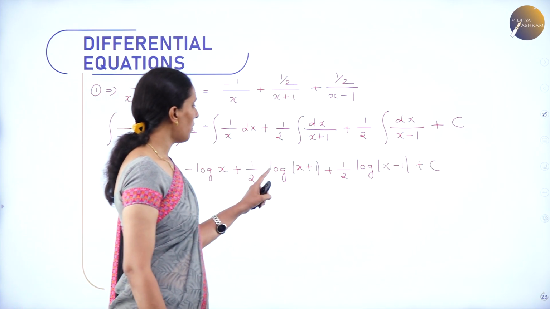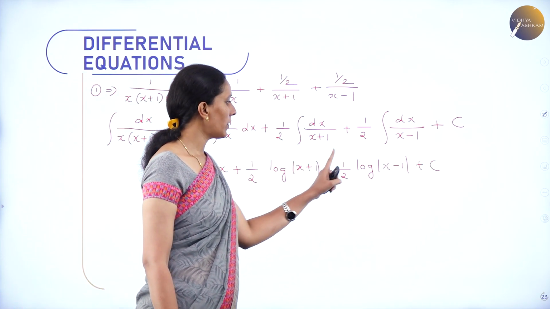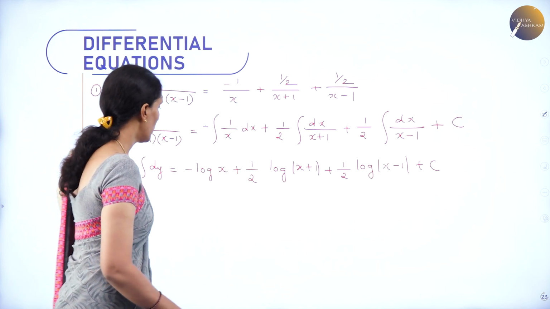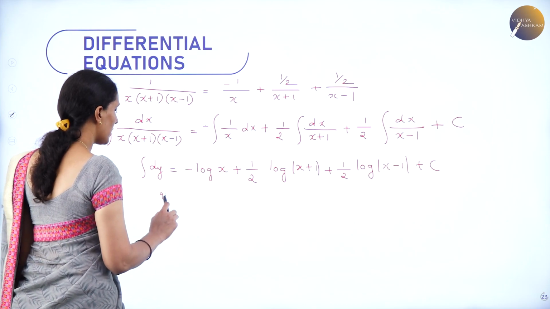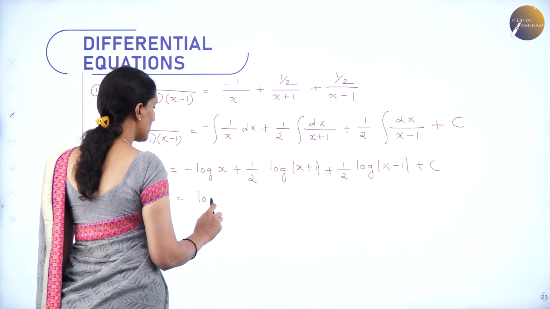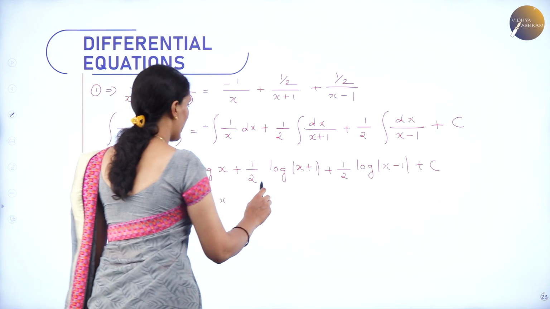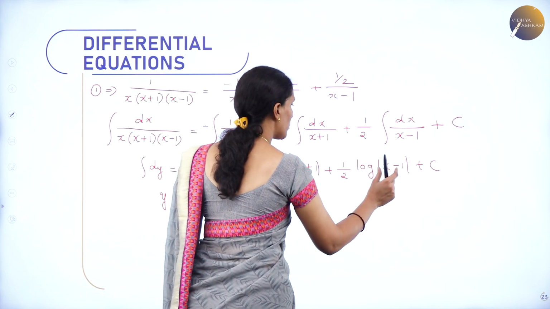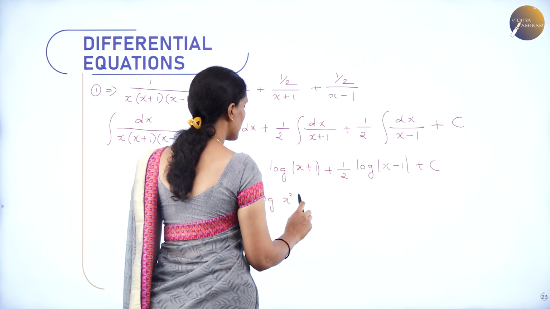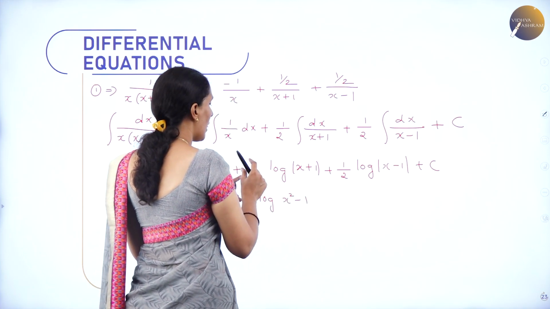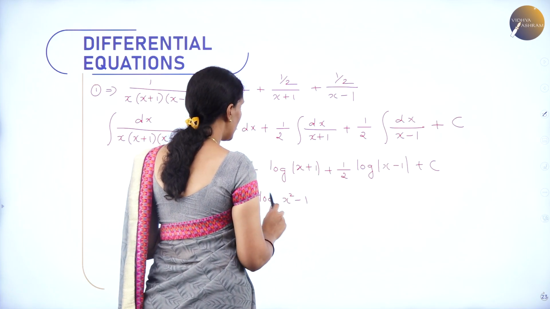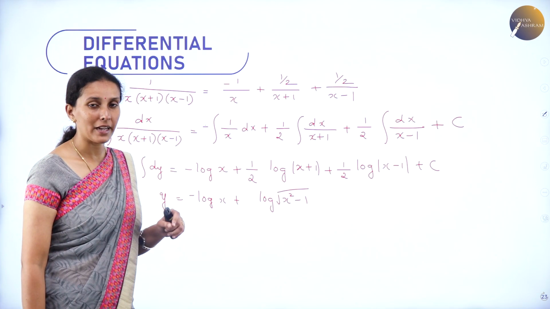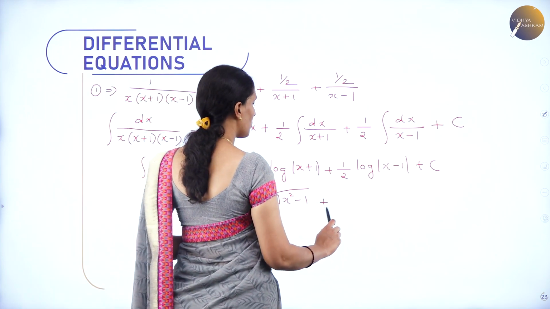So now this is in the form of log x plus 1 and log x minus 1, and we have half for both. So here the integral of dy can be written as y. Here I can write it as minus log x. So this can be written as log of (x minus 1) into (x plus 1), which is x square minus 1. Since half can be written as a power, I can write it as log of root of x square minus 1, and we have an integration constant c.